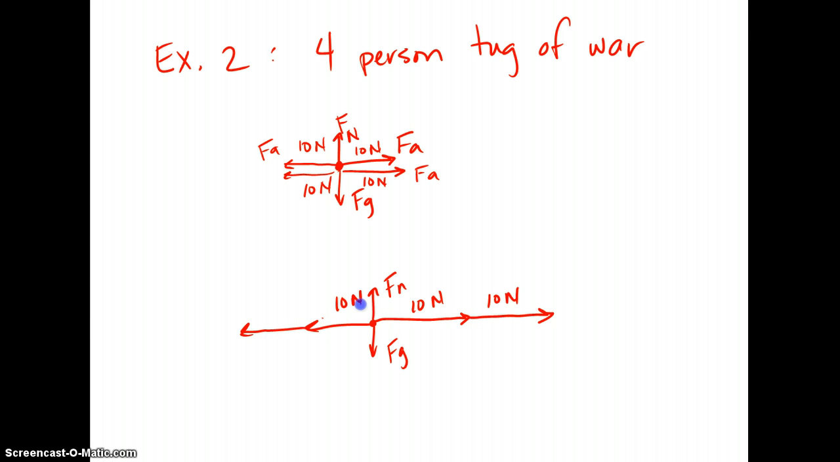Okay, so this is 10 newtons, and this is 10 newtons. And this is your FA and your FA. So now, why these two vectors? Well, this is the first person who is pulling, and this is then the second person. And so they have additive forces. You can look at it this way.